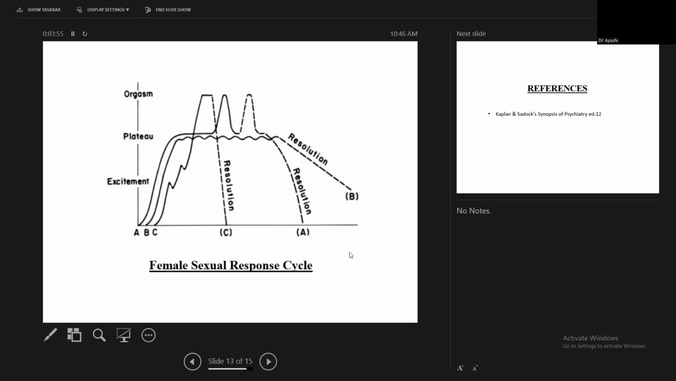This is the representation of female sexual response cycle. In pattern A, it goes from excitement, plateau, 2 cycles of orgasm, as there is no refractory period, and then resolution. And patterns B and C are same as in the male sexual response.